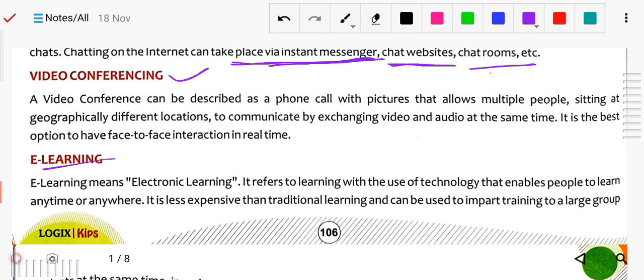Next we have e-learning. E-learning stands for electronic learning. It refers to learning with the use of technology that enables people to learn anytime, anywhere. It is inexpensive, and unlike traditional learning it can be used to impart training to a large group. Suppose we are at different places and we want to interact with them and teach them. Now e-learning is just like what we are doing now, the online classes that are going on. It is possible only through e-learning.